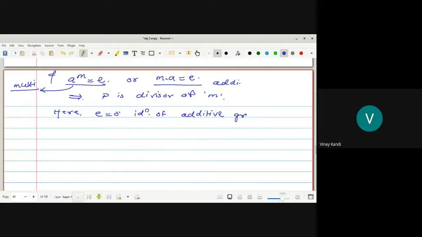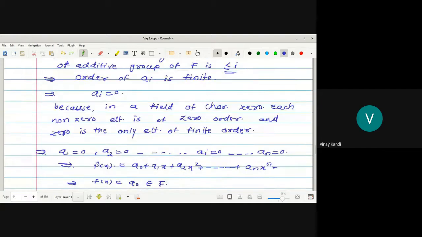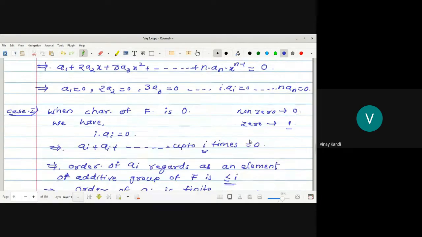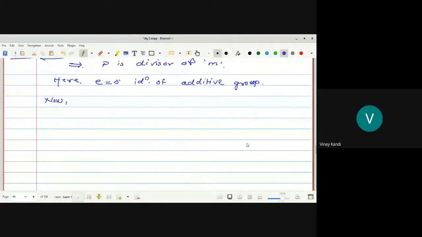Okay, so from the polynomial, what we have? A1, A2 is equal to 0. 1 into A1 is equal to 0. 2 into A2 is equal to 0. 3 into A3 is equal to 0. I into AI is equal to 0. Okay. So now we have I into AI is equal to 0.